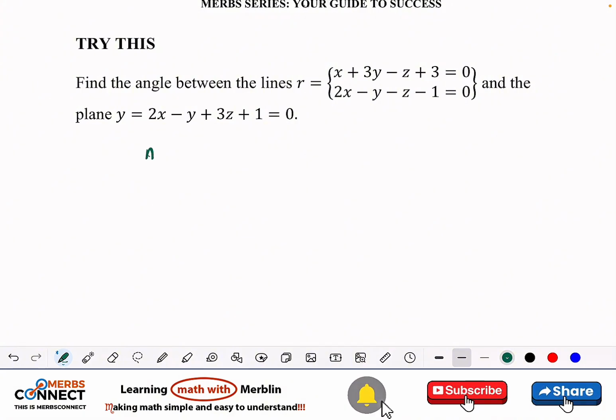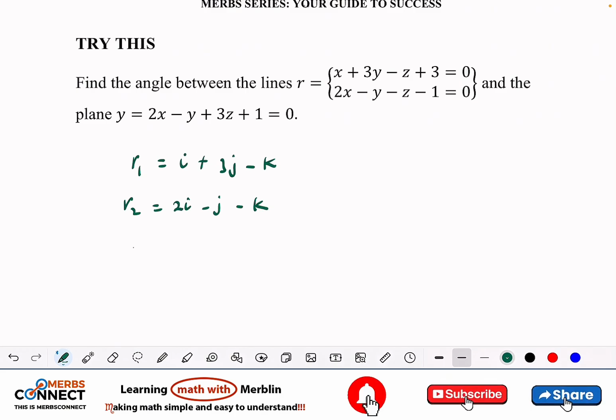So let me assume that r1 is equal to i plus 3j minus k, and r2 will be equal to 2i minus j minus k. And when you finish, you need to find r1, r2. So this one is going to be r2 minus r1. So you want to find this vector so that this one will be together.